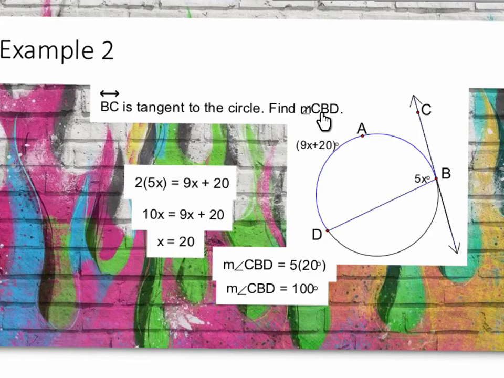But they didn't ask for x, they asked for the measurement of CBD. So I'll plug 20 in for x, and then I get 100 as the degree measurement. So then if this is 100, this arc has to be 200. Double check it. Plug in 20 for x and make sure that you get 200.